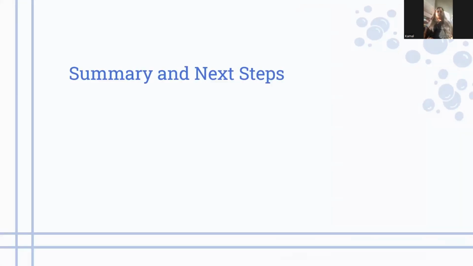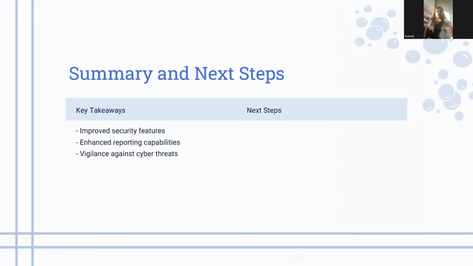As we wrap up today's training session, it's crucial to recap the main points we have covered and set our course for the next steps ahead. The key takeaways: first, we explored the array of improved security features that our new software offers. Secondly, we delved into the enhanced reporting capabilities of the software. And lastly, we emphasized the importance of vigilance against cyber threats. By staying informed and proactive, we can better identify and mitigate risk, ultimately strengthening our overall security posture.